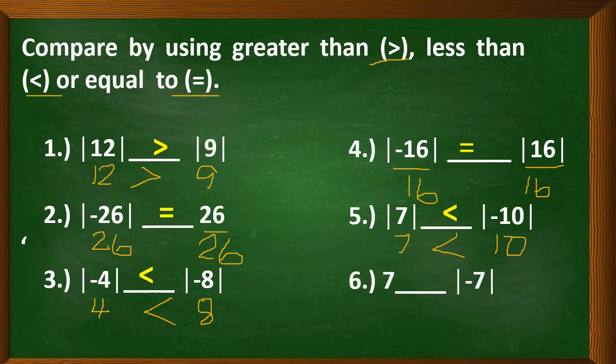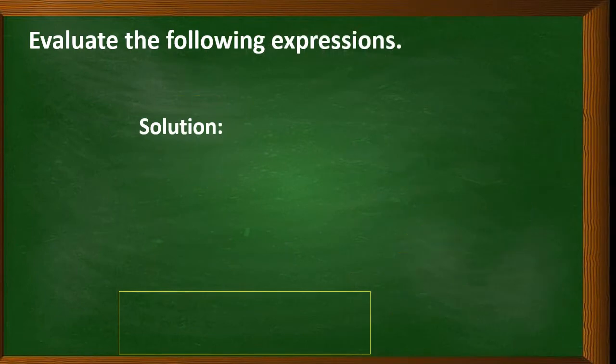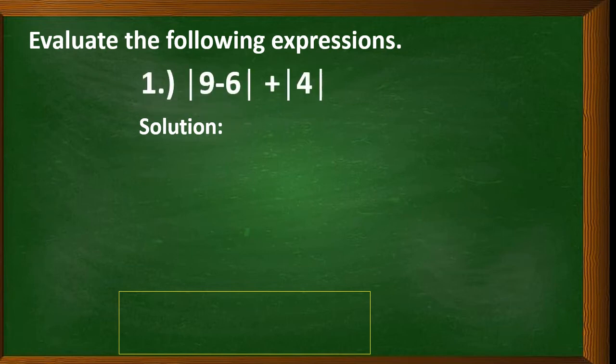And last, if we have here 7 and absolute value of negative 7, okay, they are equal. Why? Okay, we are going to compare. Just copy 7. Absolute value of negative 7 is also equal to 7. Therefore, they are equal. Okay, this time we're going to evaluate some expressions that involve absolute value.